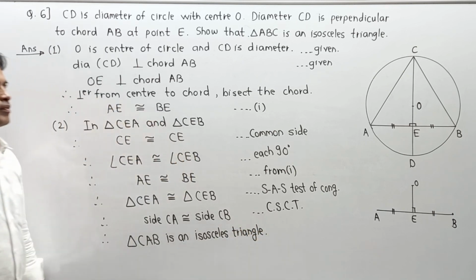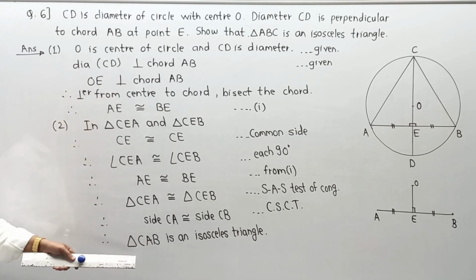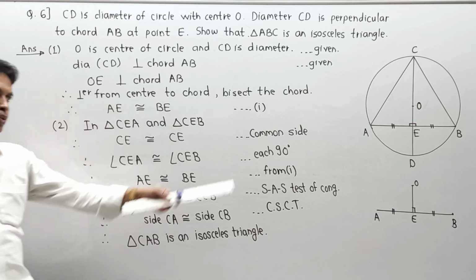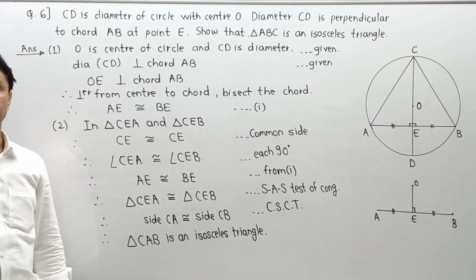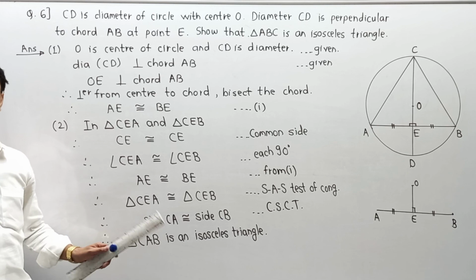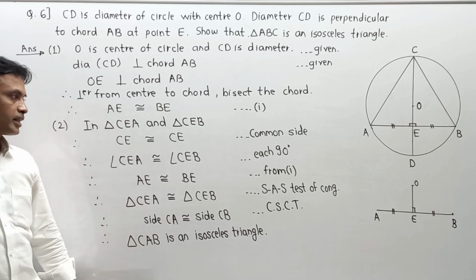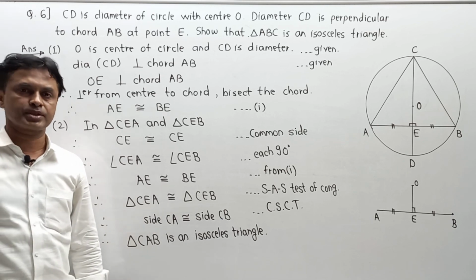And in this way, we can complete the entire part. So again, group 1 and group 2, the part must be understood by you properly. Read it carefully and write in a systematic manner. And in this way, we have completed this chapter, chapter 6, circle.